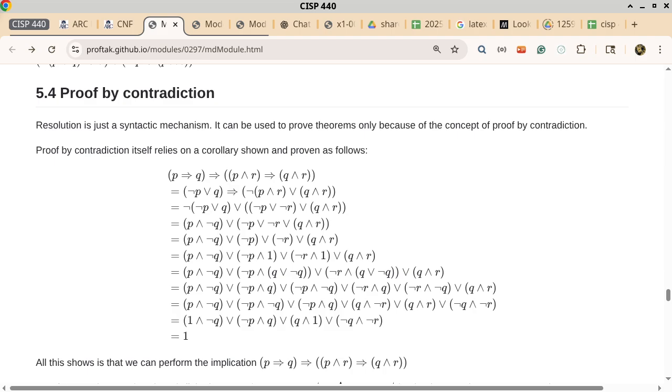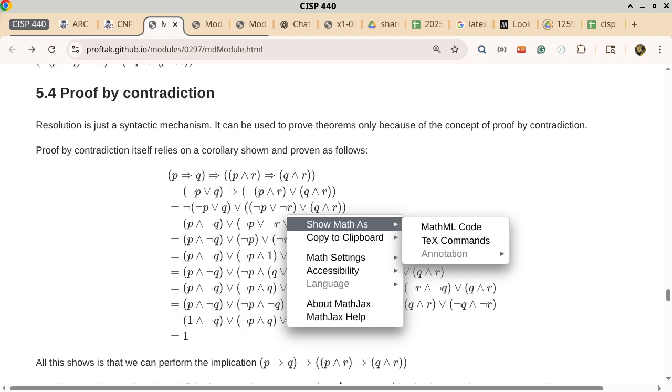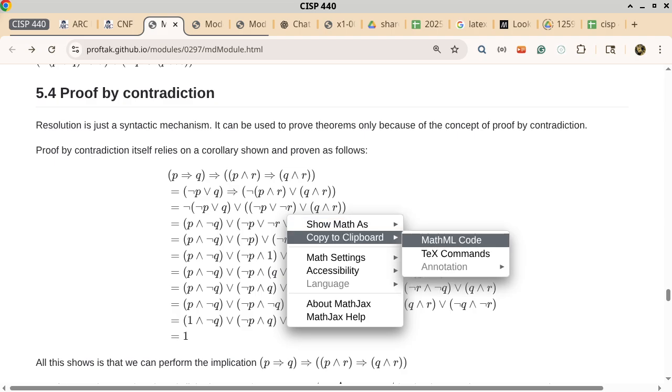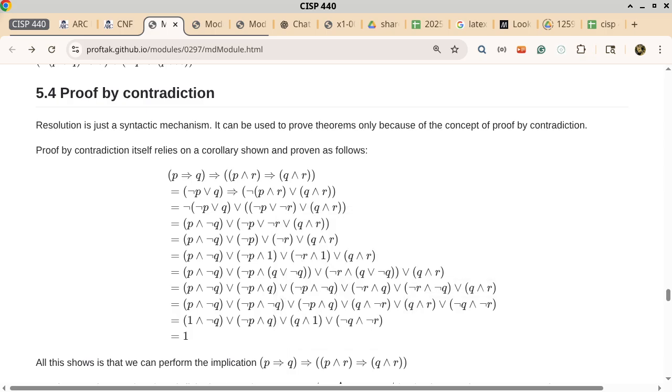Or you can do this: right click, and then go to copy to clipboard, copy the entire text command over here, paste it into Gemini, and ask Gemini how the entire proof works. Let's check it out. I'm curious about whether Gemini can do this or how well it can do it. So let's go ahead and do it.